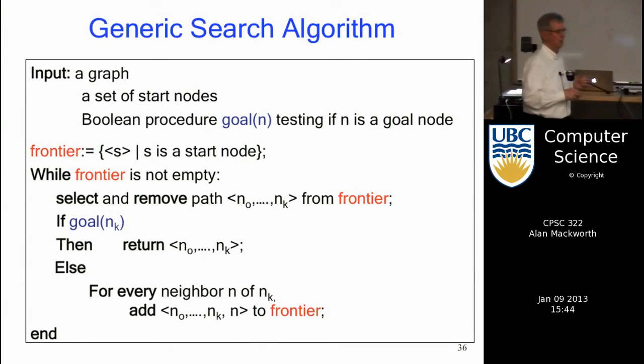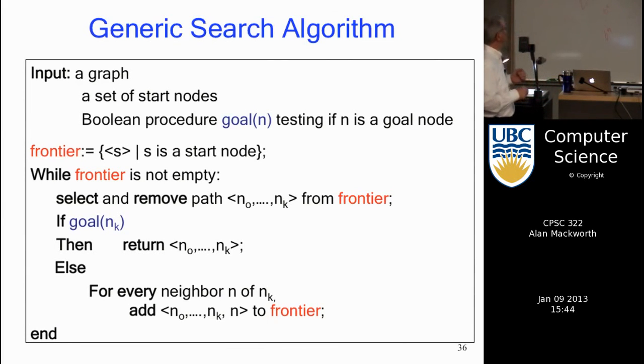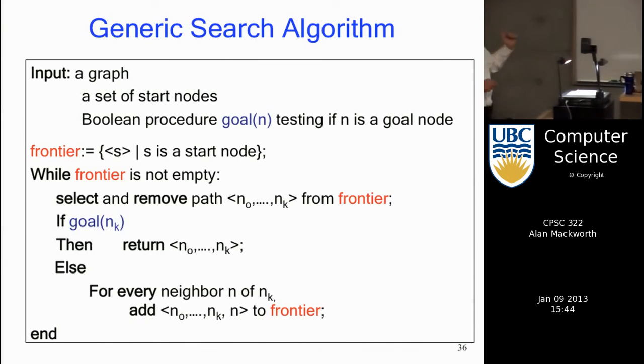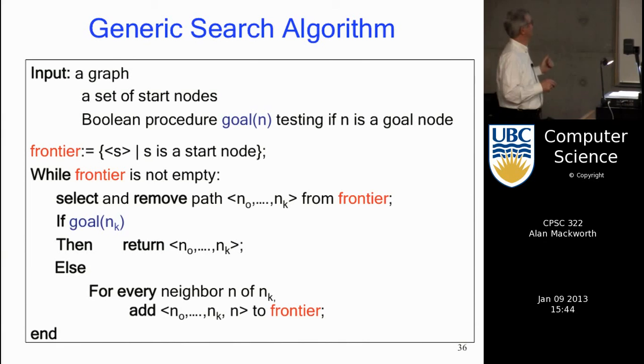Yeah. With cycles in your graph, there might be a problem, and we're going to look at cycles later. For now, let's assume that we've got trees as our search space. Any other questions?